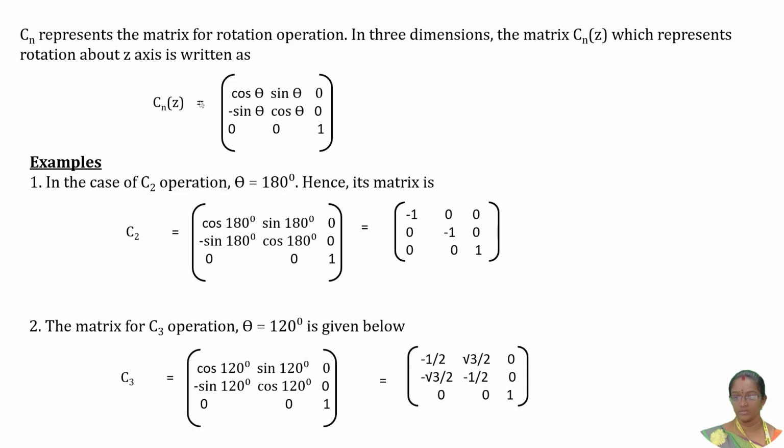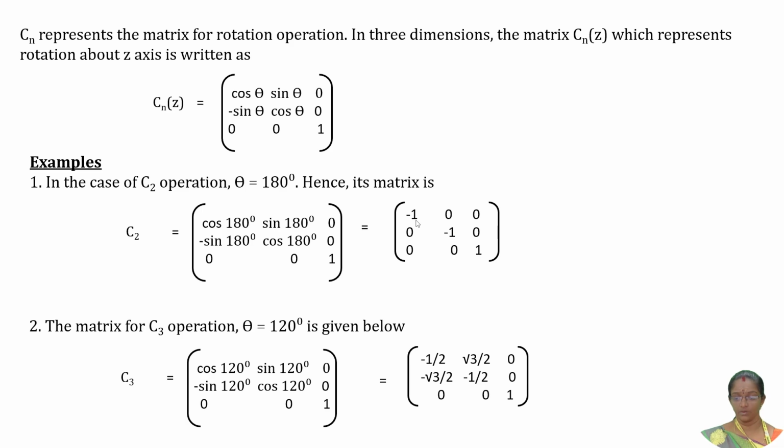If we consider theta as equal to 180 degrees, by applying it in the equation n is equal to 2 pi by theta, we substitute theta equal to 180 and the order becomes 2. So the C2 operation can be written as C2 is equal to cos 180 degrees, sin 180 degrees, 0, minus sin 180 degrees, cos 180 degrees, 0, 0, 0, 1. Here cos 180 is minus 1 and sin 180 is 0. If we substitute the values in this matrix, we get minus 1, 0, 0, 0, minus 1, 0, 0, 0, 1 as the matrix representation for C2.